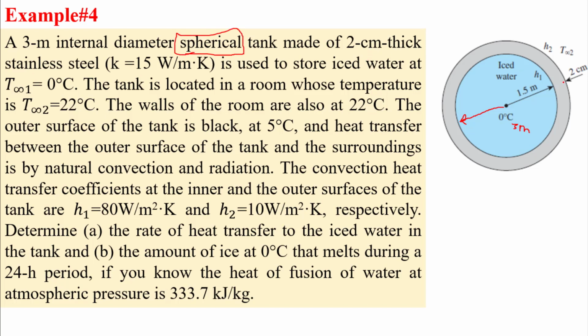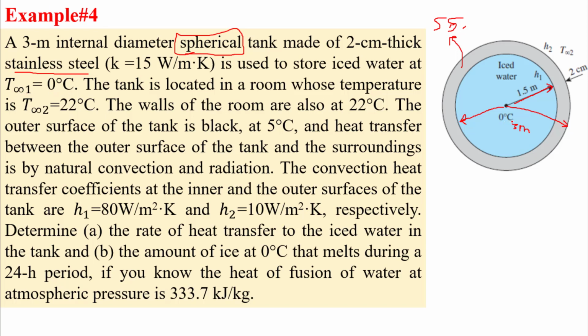Made of 2 centimeter thick, and here is the thickness. So we have the inner radius, and then we have the outer radius. Thick stainless steel. So this is the material of this gray region, stainless steel, and here is the thermal conductivity. It is used to store ice at 0 degrees Celsius.